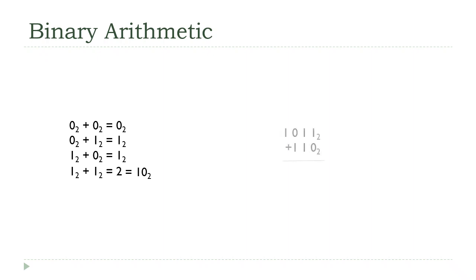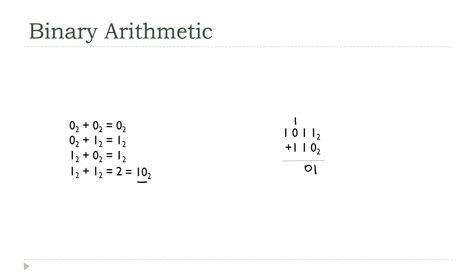Right, so let's look at an example. Take a look at this one. Start on the right-hand side. 1 plus 0 is 1. 1 plus 1 is 2. All right, we can't put a 2, but 2 is 1, 0. So I'm going to put the 0 down here. I'm going to carry the 1.